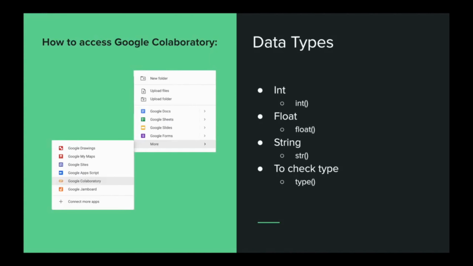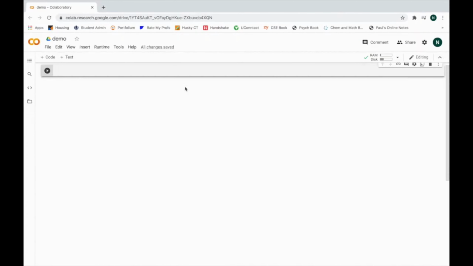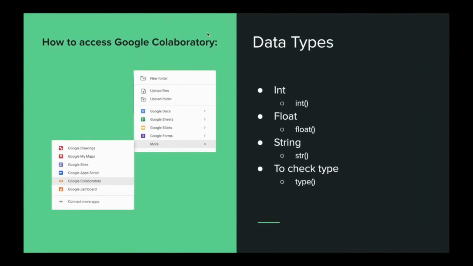Really quickly, how to access Google Collaboratory. If you have a Google Drive account, you would just go the same way you would go to make a new file, but you just click more and then click Google Collaboratory. And I'll show you right now. This is what it looks like when you open it up. So we'll be using that later on.